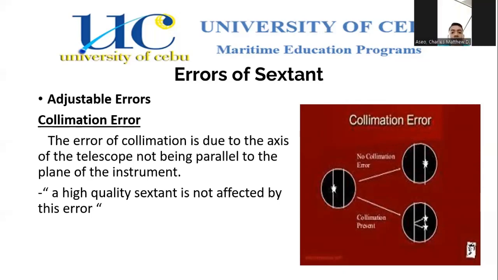Errors of the sextant. Adjustable error. Collimation error. The error of collimation is due to the axis of the telescope not being parallel to the plane of the instrument. A high quality sextant is not affected by this error. So this is the collimation error.